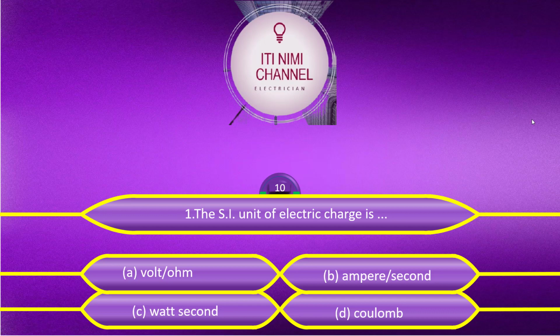The SI unit of electric charge is option A volt per ohm, option B ampere per second, option C watt second, option D coulomb. The answer is coulomb.